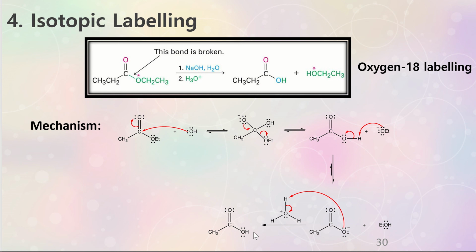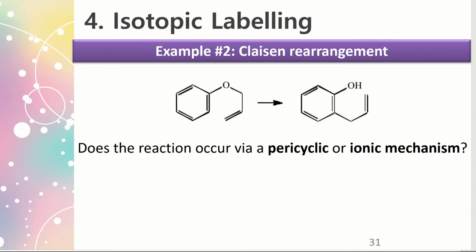So here, this mechanism supports this carbon-oxygen bond being broken, because at the end of the day, if we label the oxygen with oxygen 18, this oxygen here, then if it ends up in the ethanol, then that supports this particular mechanism that this carbon-oxygen bond is broken and not the oxygen-ethyl bond. All right, I hope that clears it up.